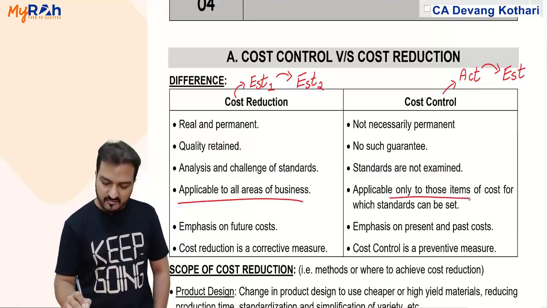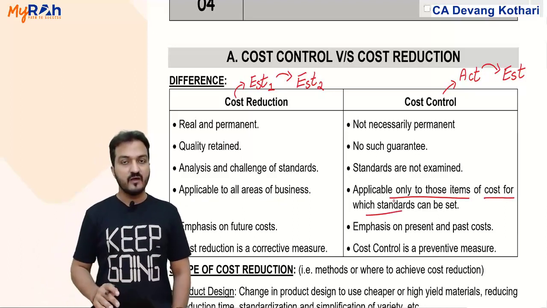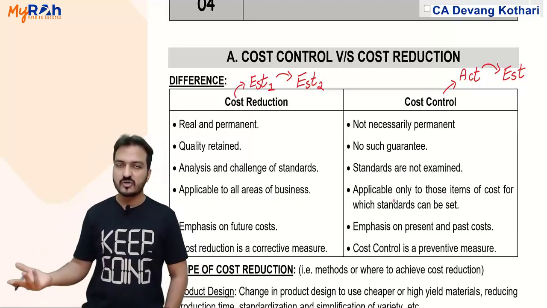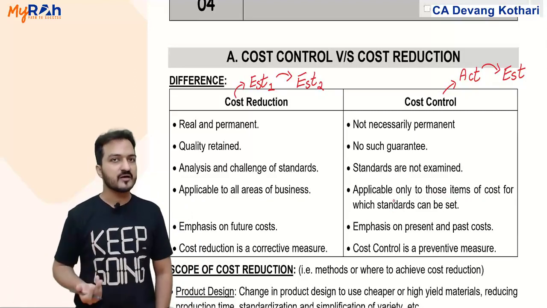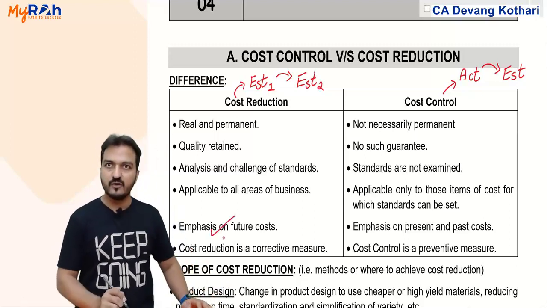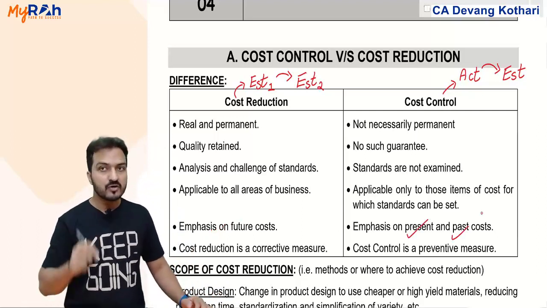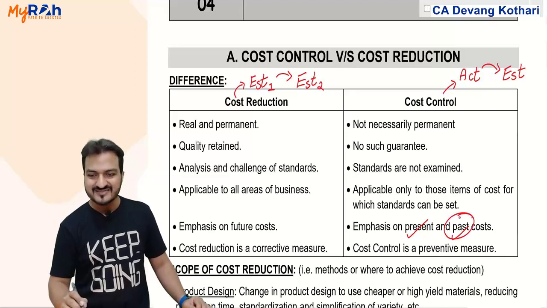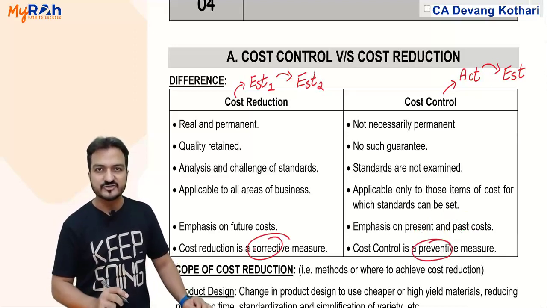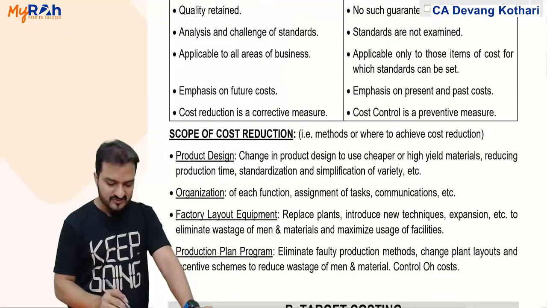Cost control is applicable only to those items of cost for which standards are set. If there are some items of cost where there is no standard decided, then cost control is not done, because you don't compare the standard with the actual then. Cost control emphasis is on the future cost, while cost reduction emphasis is on present and past cost. Because the emphasis is on the future, I say cost control is a preventive measure, while cost reduction is a corrective measure. Done? Okay.